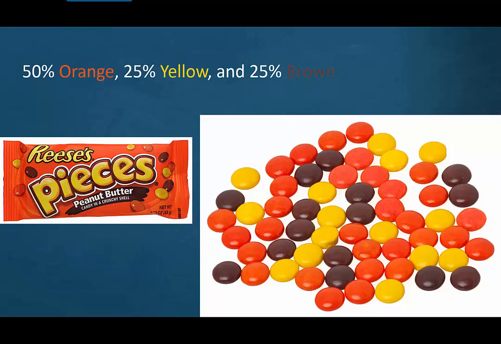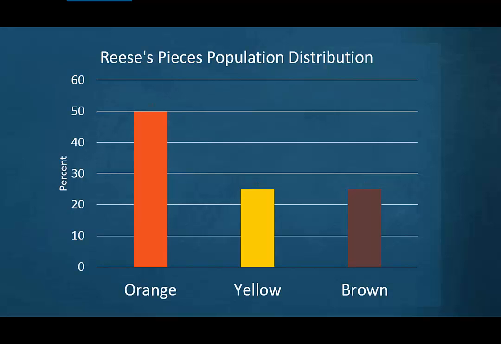Let's consider the following example. Suppose we have a bag of Reese's Pieces that has 50% orange, 25% yellow, and 25% brown. And here's how the colors for the Reese's Pieces candies are distributed. So let's find the approximate sampling distribution for the proportion of orange candies.